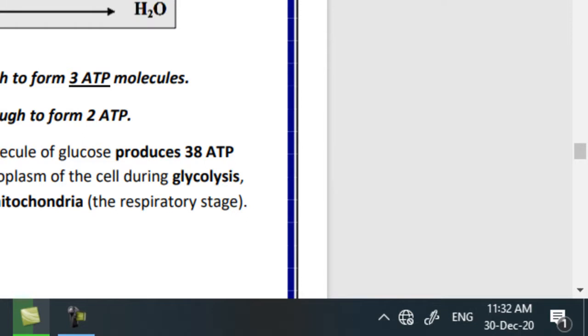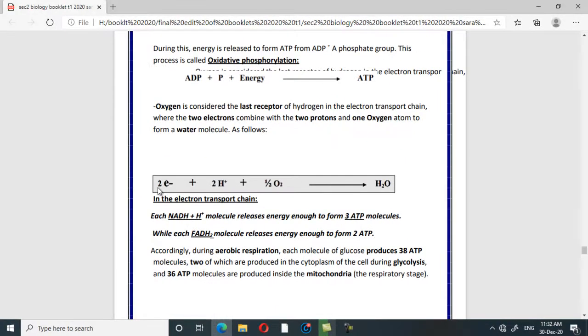And these electrons will pass from a higher energy level inside the cytochrome to a lower energy level, releasing energy. This energy will be used by ADP and phosphate to form an ATP molecule. So if we take the hydrogen of the NAD, it will release energy enough to form 3 ATP.